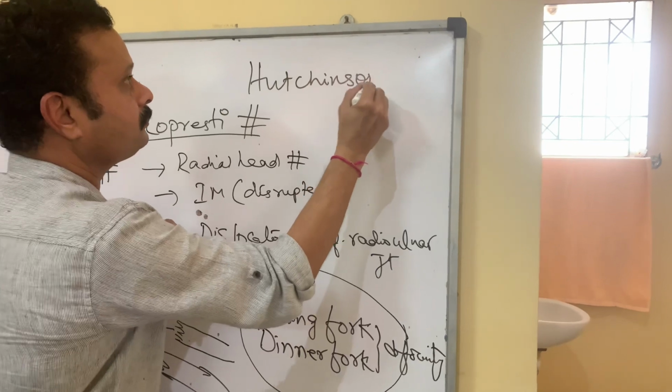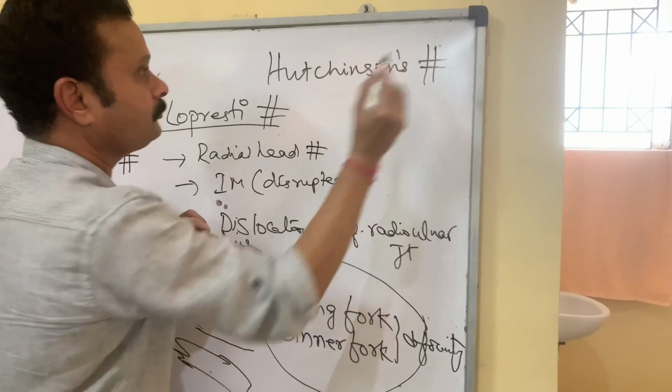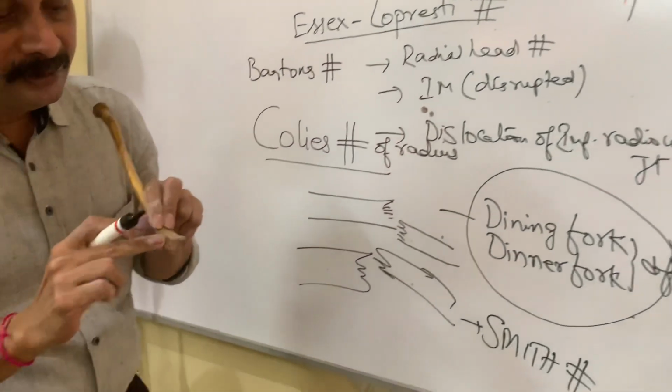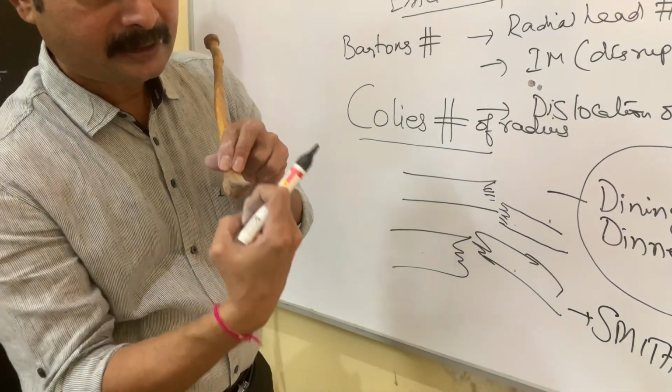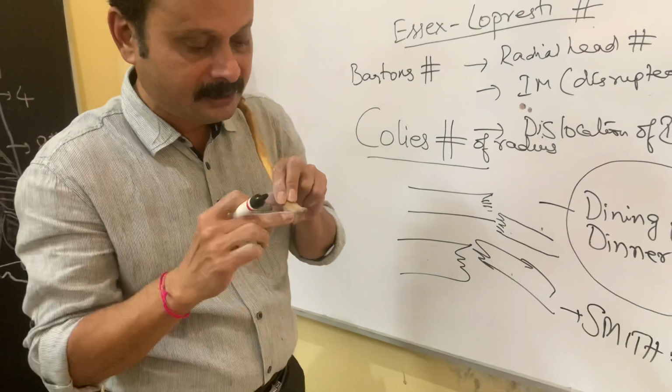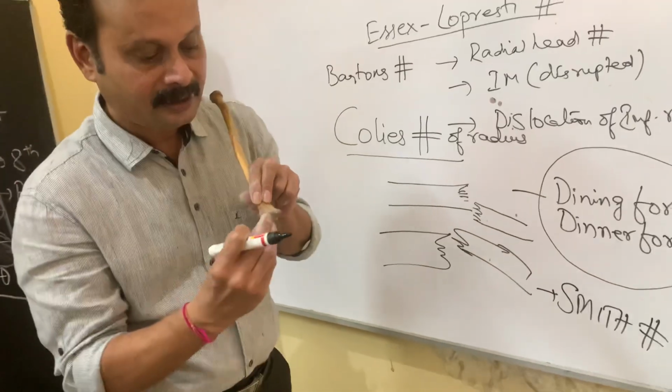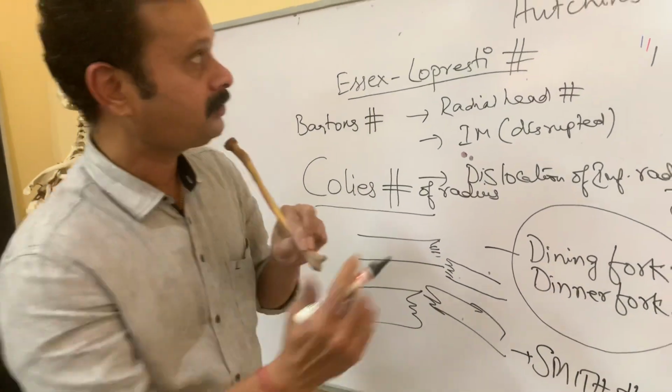Even we can have Hutchinson's fracture, wherein there is a fracture of the styloid process due to the compression by the scaphoid bone. The scaphoid bone compresses against the styloid process, resulting in the fracture of the styloid process. That we call Hutchinson's fracture.